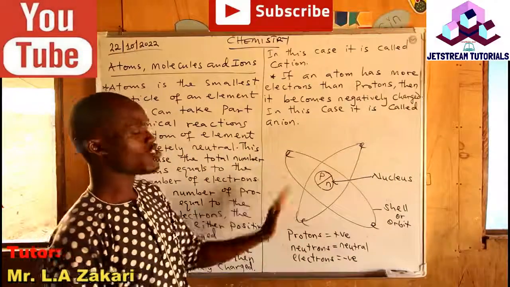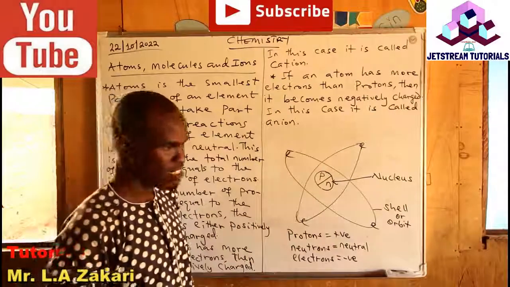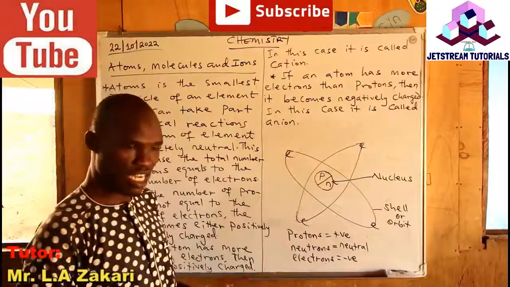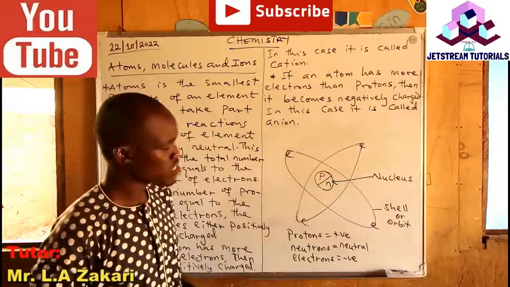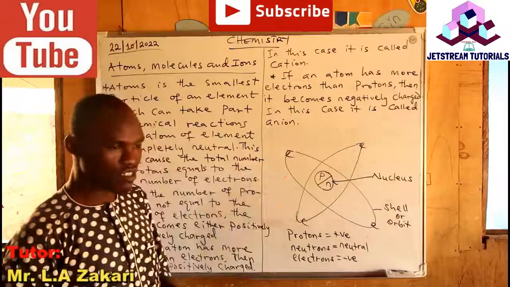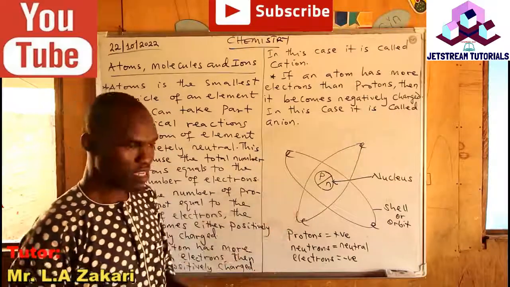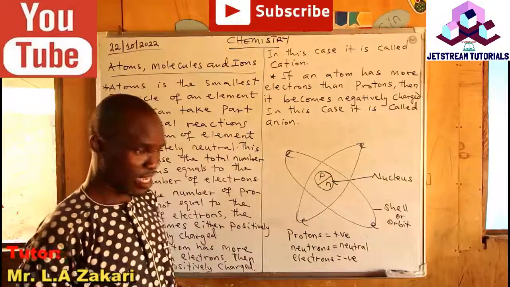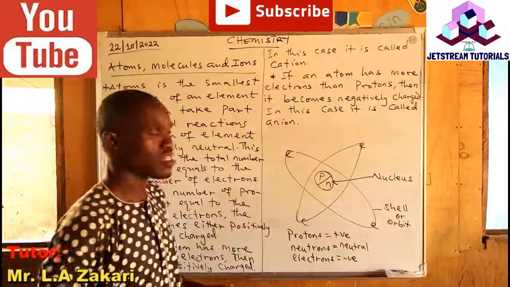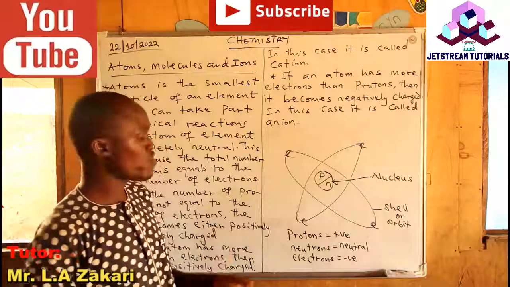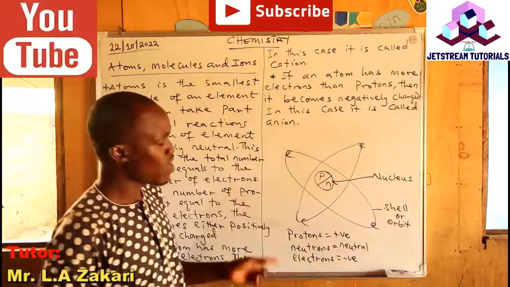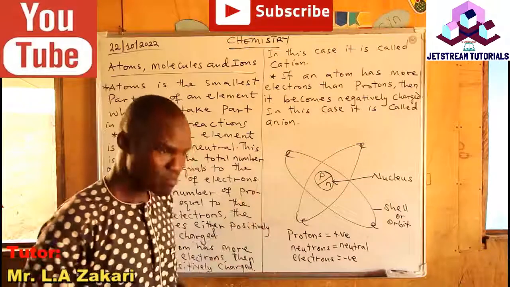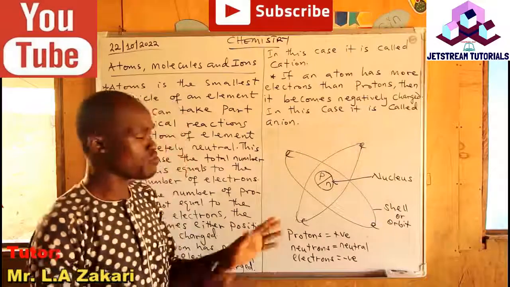So, an atom tends to be neutral. That is, it is neither positively charged nor negatively charged when the number of protons is equal to the number of electrons in that particular atom. And don't forget, the protons can be found in the nucleus of the atom, while the electrons can be found in the shells or orbits.